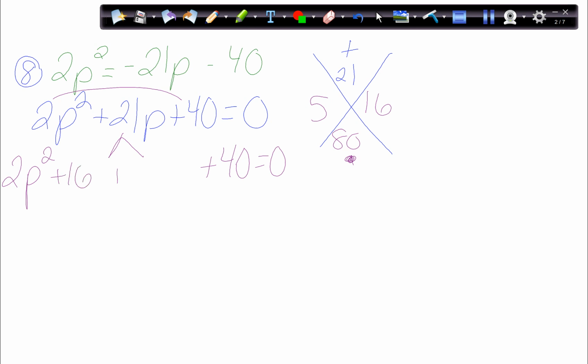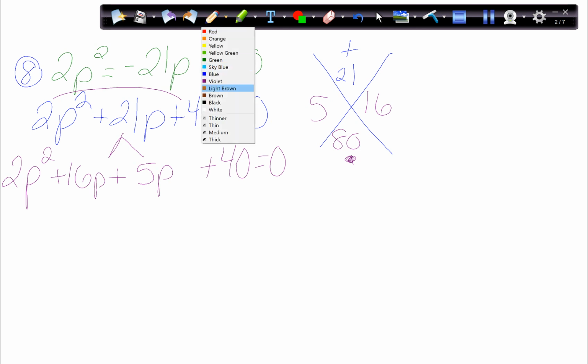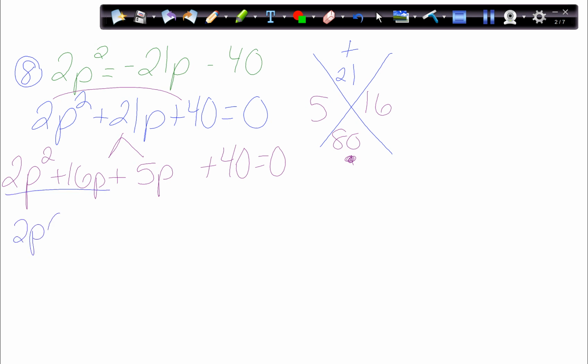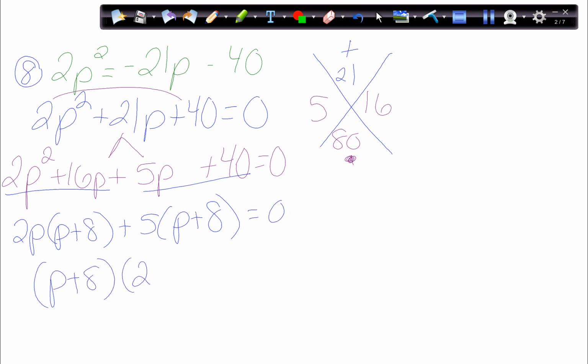I know those both have a factor of 2, but again, it doesn't matter if you put the 5 first or the 16 first. I just try to put them in order where I can see factors a little easier as I'm grouping them. So group 2p is going to be my greatest common factor. I'm left with p plus 8. And then my greatest common factor is going to be 5, and I'm left with p plus 8. So my factors are p plus 8 and 2p plus 5.